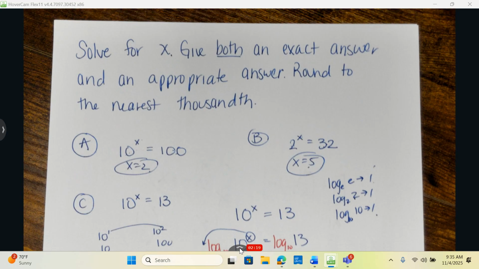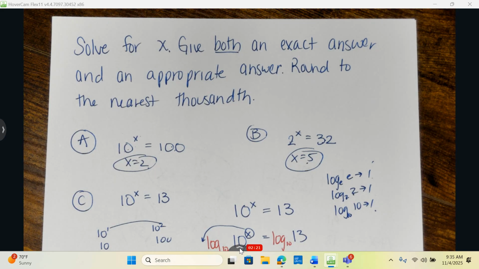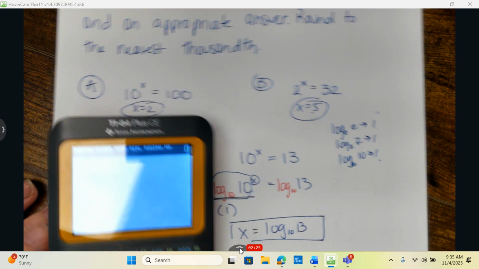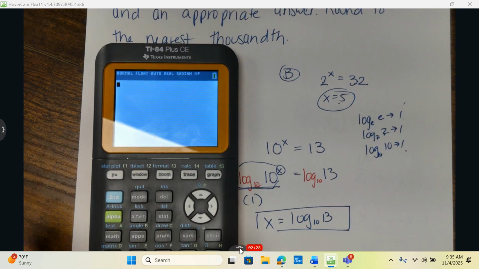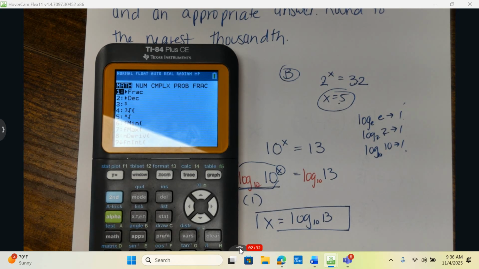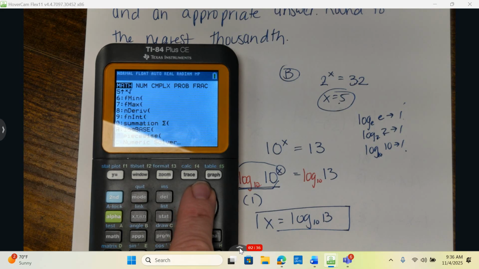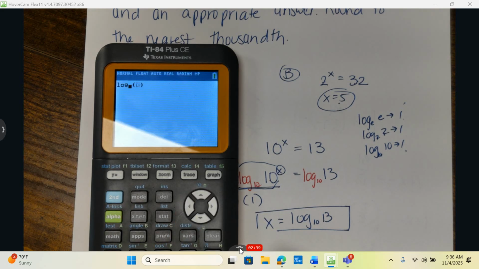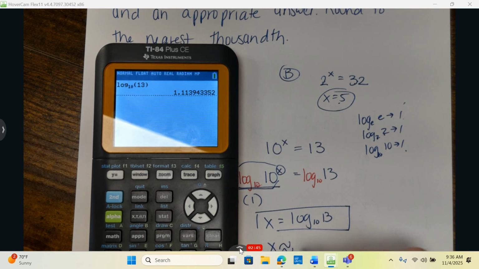Now, when you're asked to give both the exact and the approximate answer, the approximate answer can be achieved on the calculator by hitting the math button. And remember, you have that online calculator when you go to our Google Map page. And then you're going to use the arrow to go up 3 times until you hit log base. So the base here is 10, and behind it is 13. And now I'm going to approximate to the thousandths place, so 1.114.